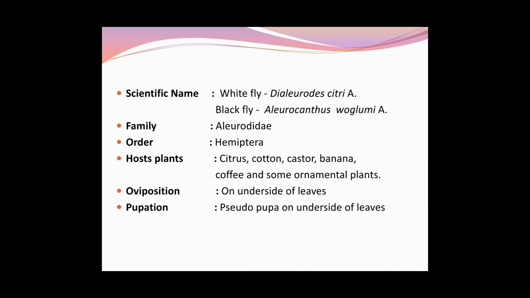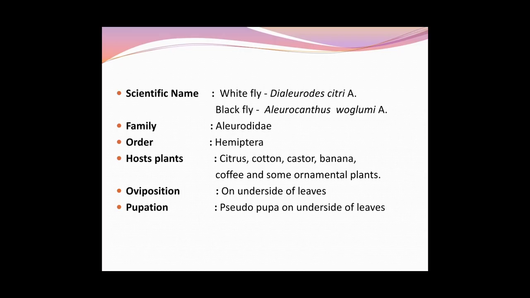The next point is the scientific name. Firstly, the white fly. The scientific name of white fly is Dialeurodes citri and the black fly Aleurocanthus woglumi. It belongs to family Aleyrodidae and order Hemiptera. Hence the damaging stages are nymph and adults. The host plants of this pest are citrus, cotton, castor, banana, coffee and some ornamental plants.